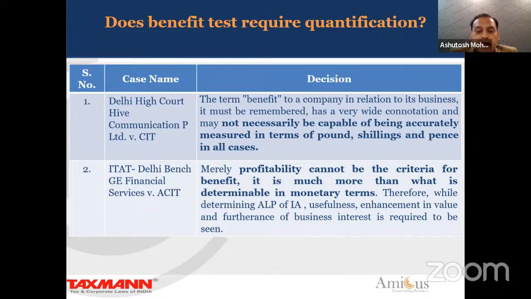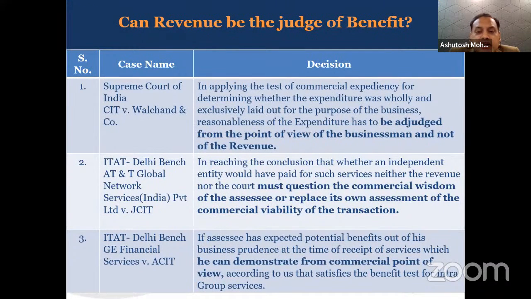Whenever the department alleges that you have not demonstrated the benefit, it is not necessary, as the courts have also pointed out, that you need to show an increase in profitability. That ever since we started taking services from the head office, our profitability at the India level has been increasing. That's not required. All you need to do is show that yes, the flow of services was happening. You need to give them a compilation of indirect evidence, and that is sufficient.